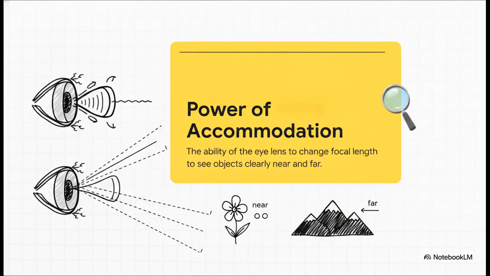Now, an absolutely crucial part of this whole system is something called the power of accommodation. Basically, this is the incredible ability of the ciliary muscles in your eye to flex and relax. You see, because our eye lens is made of this transparent, flexible, kind of jelly-like material, those ciliary muscles can physically change its shape. By elongating and relaxing, they perfectly adjust our focal length so we can sharply focus on objects, whether they're right in front of our nose or way off in the distance.